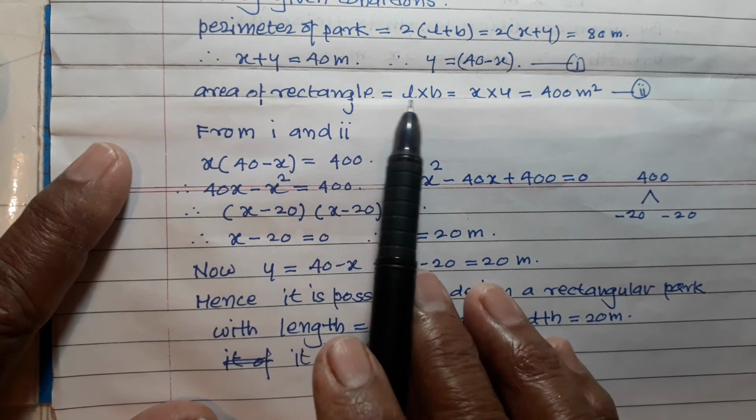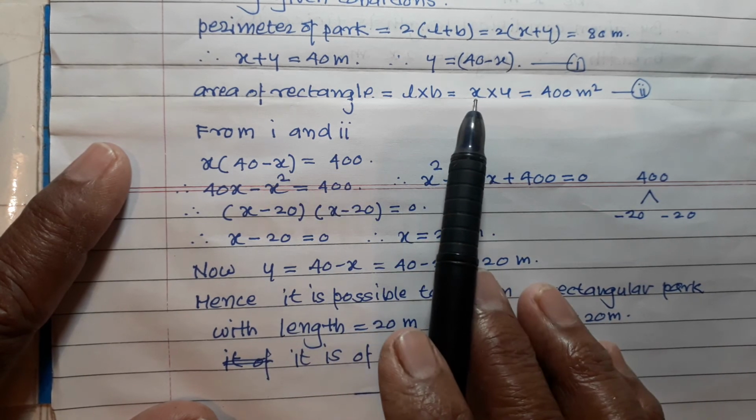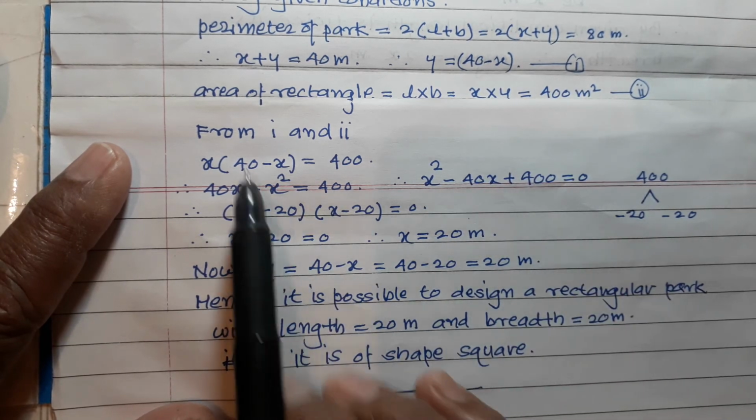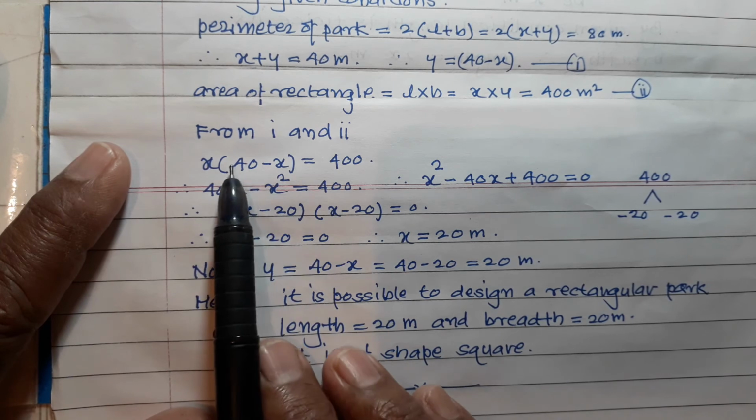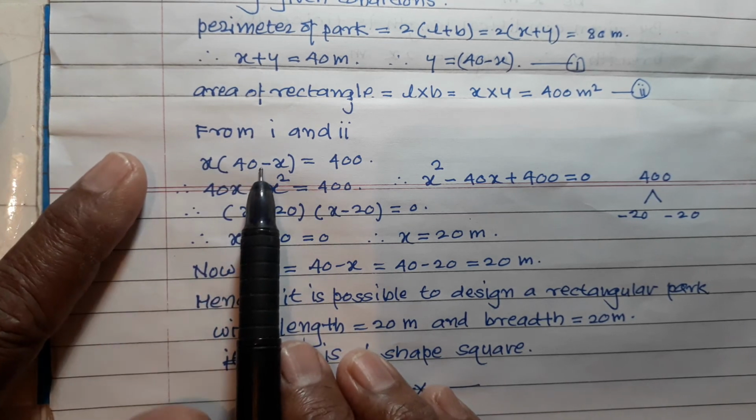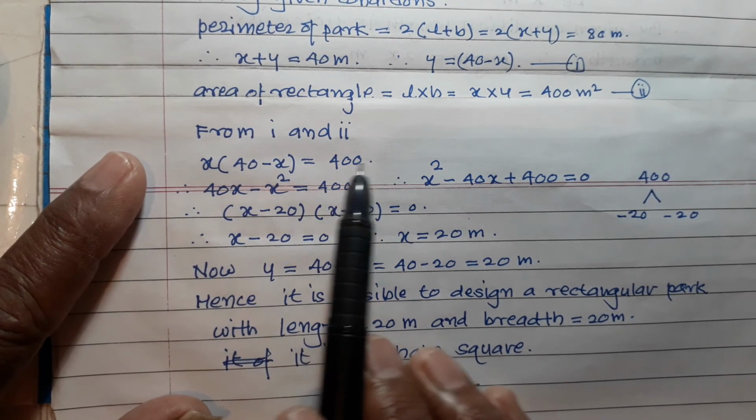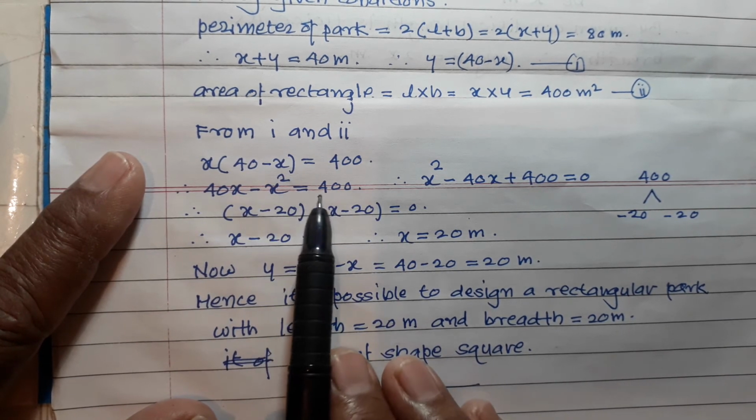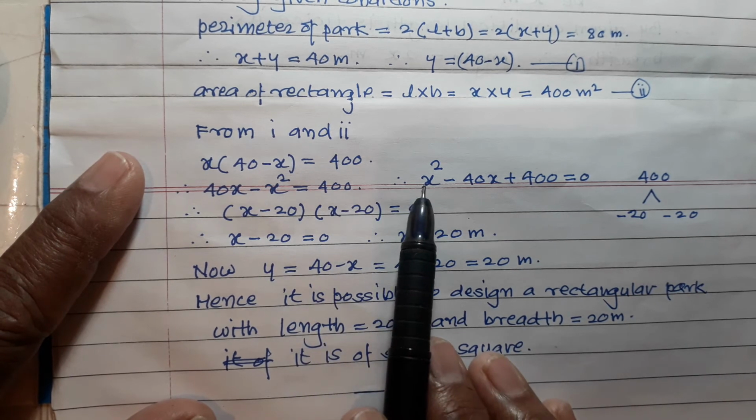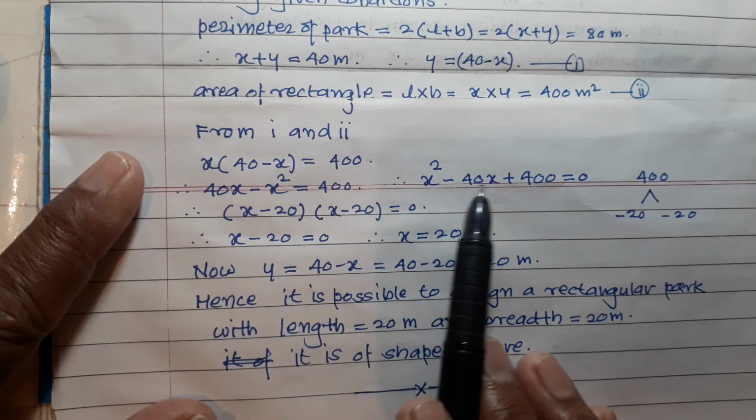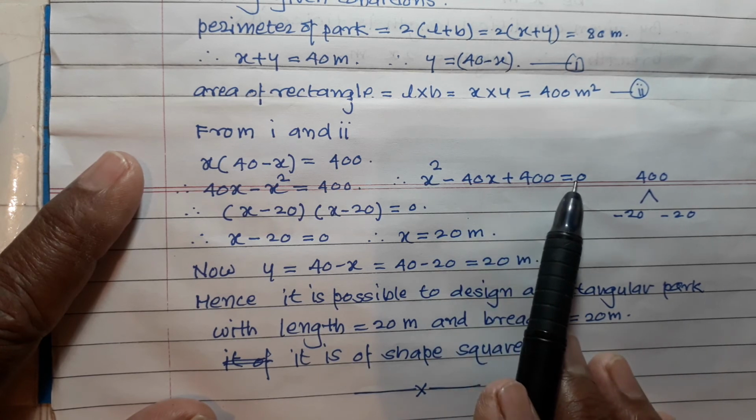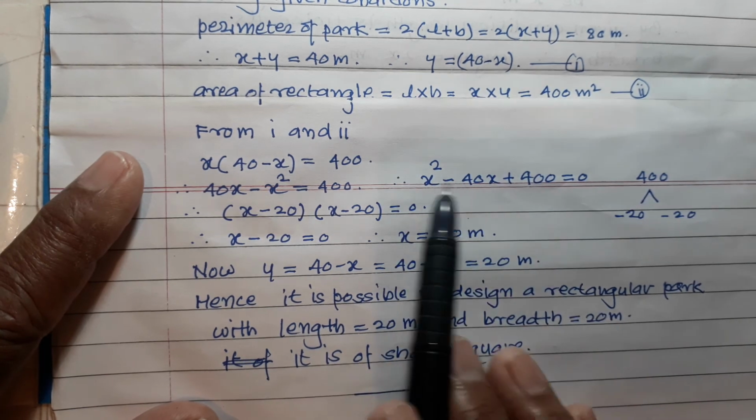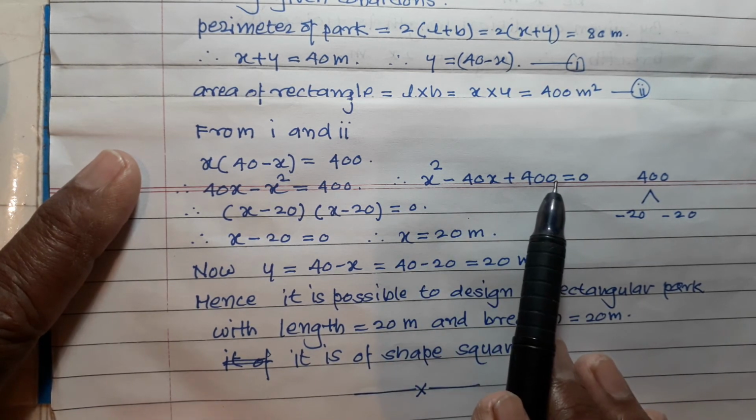The area of a rectangle is equal to L into B, that is x into y is equal to 400 meters square, given. Therefore from 1 and 2, x into the bracket for y, I substitute 40 minus x, is equal to 400, and therefore 40x minus x square is equal to 400, and therefore x square minus 40x plus 400 is equal to 0. So this is a quadratic equation. I solve this equation.